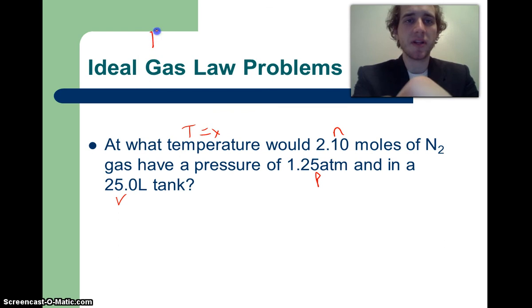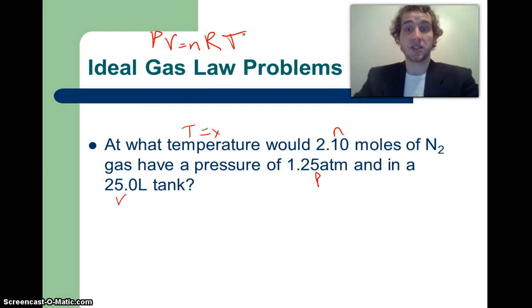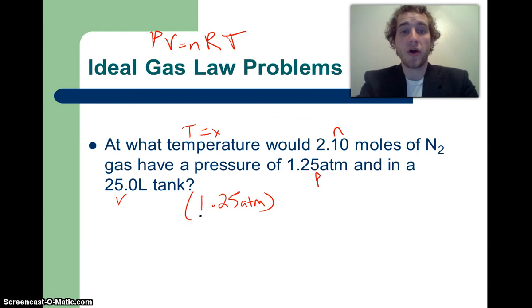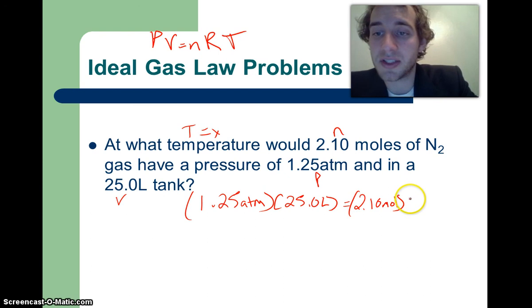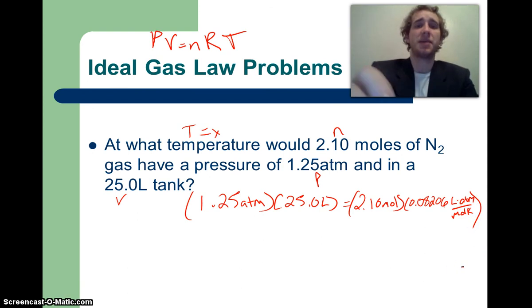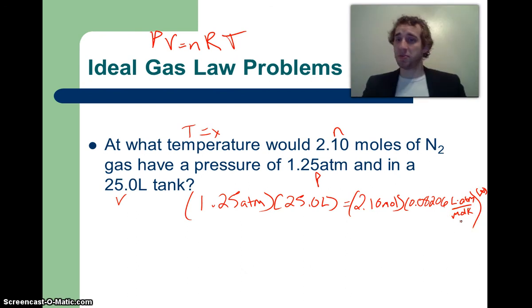Remember that your gas law formula is PV equals nRT. Well, let's plug in our pieces. We know our pressure is 1.25 atmospheres. We know that our volume is 25.0 liters. Pressure times volume equals the number of moles, which in this case was 2.10 moles, times R, which was 0.08206 liters atmospheres per mole Kelvin. I'm going to run out of room just a little bit. Hang in there. And we got temperature, and I'm just going to squeeze it down there because I'm running out of space, is our x. All right, so we got all the pieces. Let's go ahead and solve.